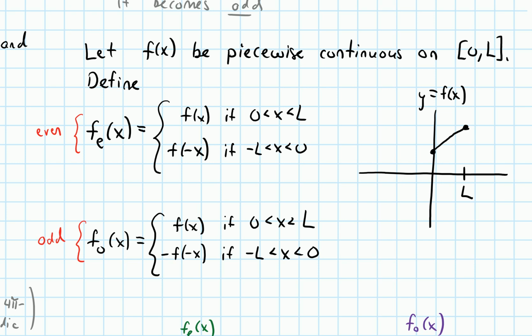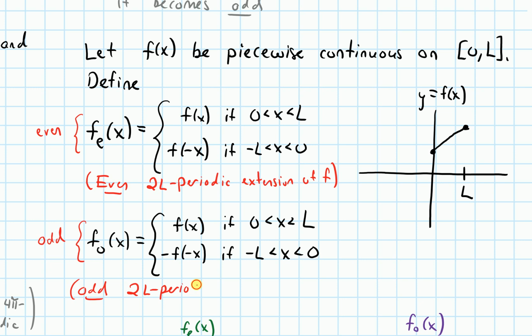All right, so this function f e of x is sometimes called the even 2L periodic extension of f. And then f o of x is referred to as the odd 2L periodic extension of f. So the word extension means I'm taking what f of x is, and we're just sort of extending the graph. We're adding more to what the graph will look like.